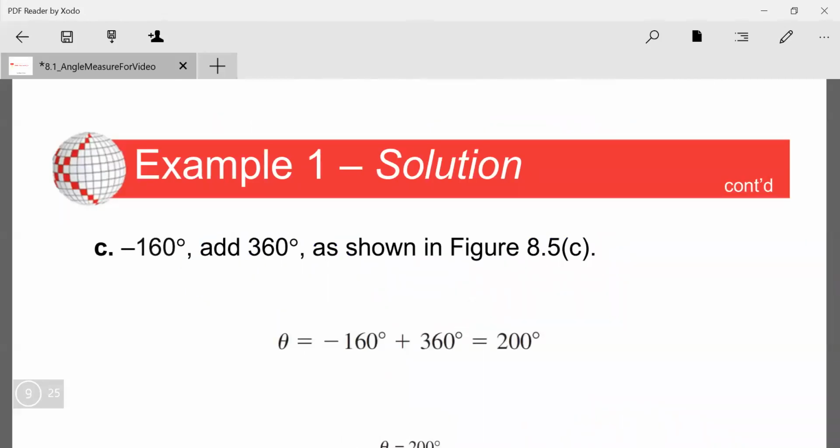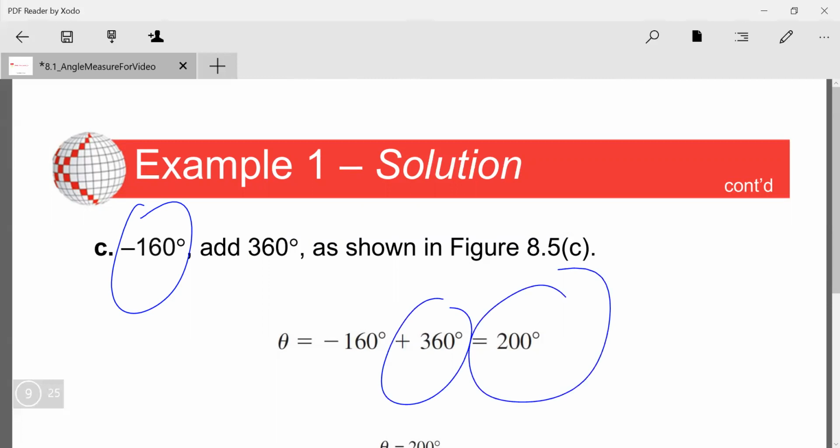And question C here is kind of similar. The angle that we're given is negative 160, so it's a negative number. In order to get a coterminal angle that's positive, we need to add instead of subtract. So we need to add 360. We start with that, and then we get an angle that is positive and less than 360. So that's the answer. 200 degrees is the coterminal angle of negative 160.